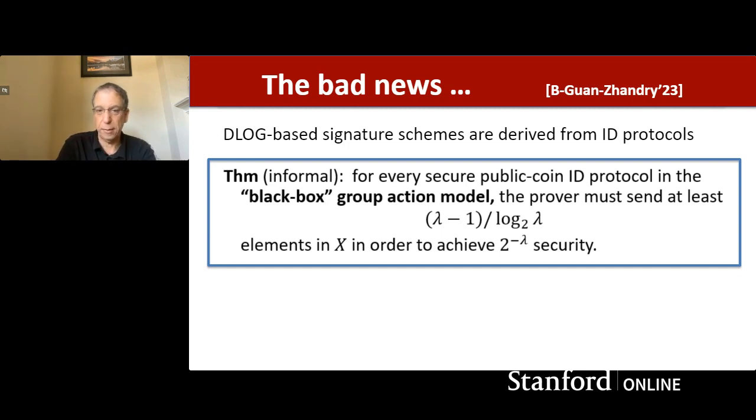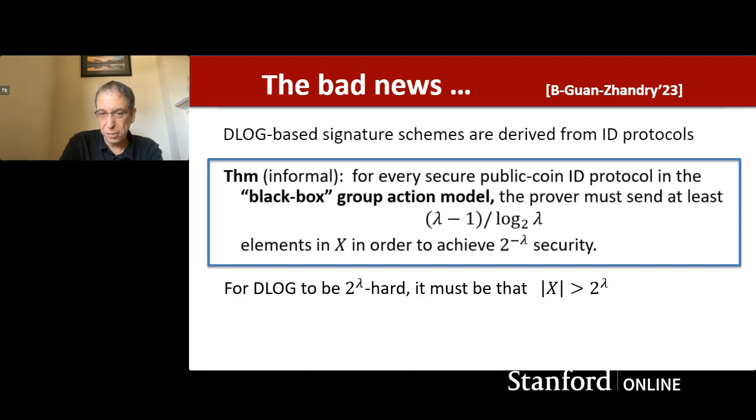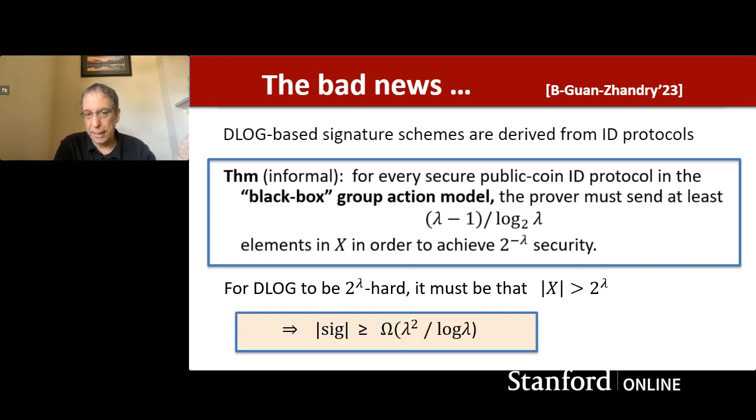Okay? Lambda times log lambda. Because the set X has to be at least size 2 to the lambda, we have to send lambda log lambda elements in X. Each element in X must be at least lambda bits, which means that the resulting signatures have to be of size lambda squared over log lambda. Unfortunately, what this means is signature size has to be roughly lambda squared. So it's quadratic in the security parameter.